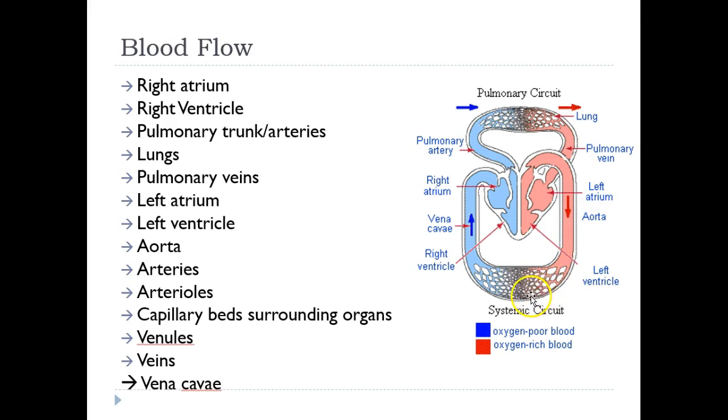Then arterioles, eventually to the capillary bed. Through the capillary bed, we'll finally hit the venules, which will become veins when they get bigger, up to the vena cava, and then return back to the heart. You'll need to know the order of how blood flows through the heart.